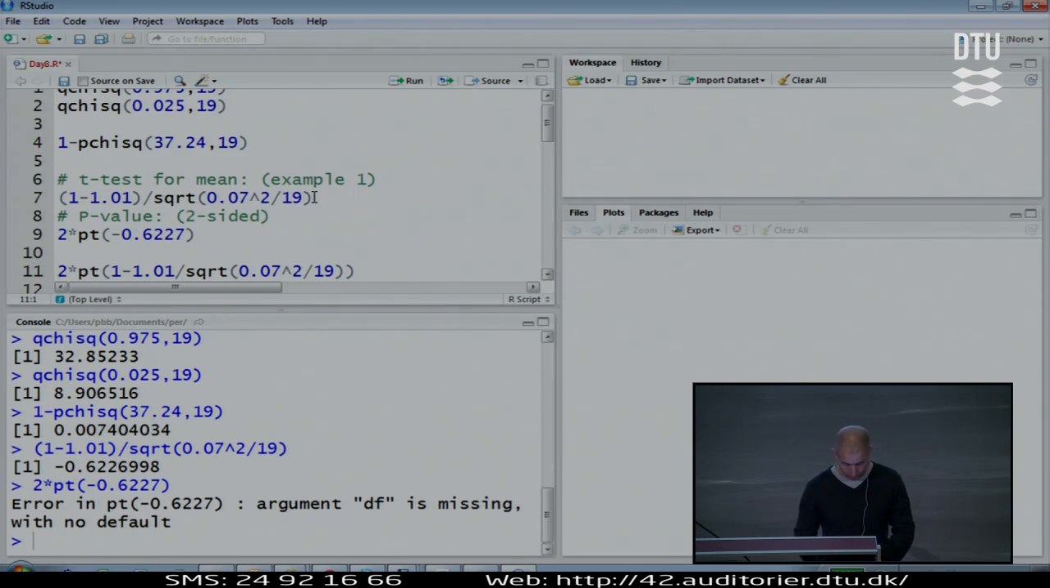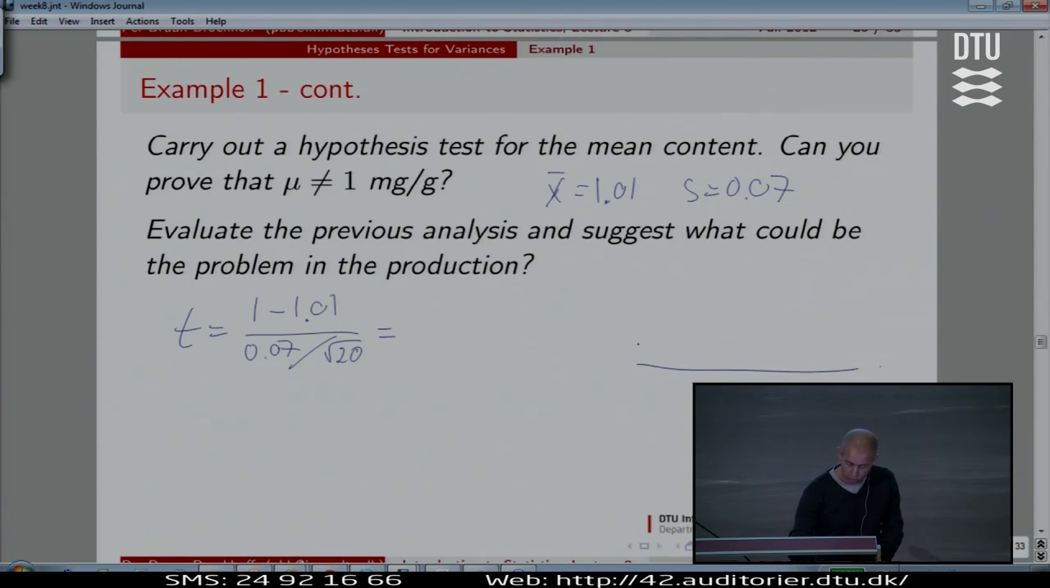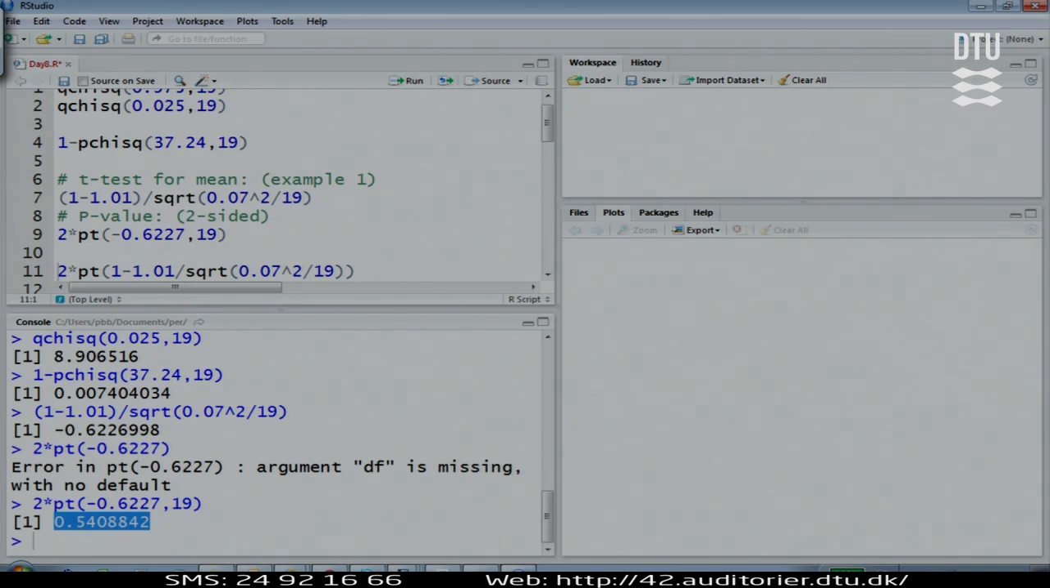What is the p-value then? It's good with some options. I forgot to put the degrees of freedom, it tells me, so let me put 19 and try again. The p-value becomes the probability of being to the left of this minus 0.6 and twice, because I'm doing a two-sided confidence interval. So the p-value here becomes, here I have minus 0.62, and I would somewhere here have plus 0.62, and the p-value is this together with this, which was 0.54.